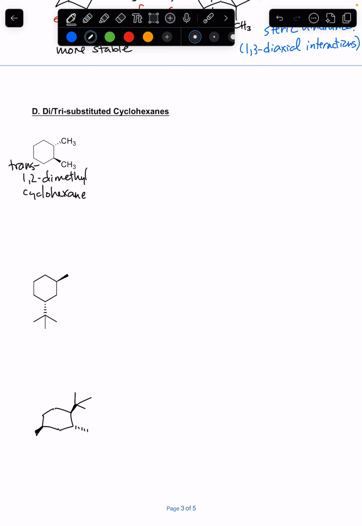Now, to translate this into a chair, remember you need to be able to draw a chair. The key idea is each bond has a parallel partner, right? And that's what it should look like. And then, yes, we will check your ability to draw chair conformations on the exam, so please practice them. Okay.